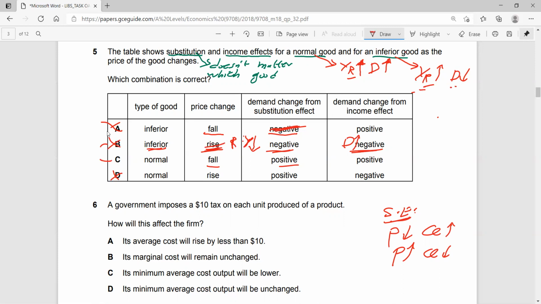And just to sum this up, with a normal good, if the price changes a fall, your real income would increase because the good is cheaper, so you can buy more, you have a higher purchasing power. And if you have a higher purchasing power for a normal good, that's a positive relationship. So demand should also increase by the income effect, which is also what it states because it states positive, and that's why C is your right answer.